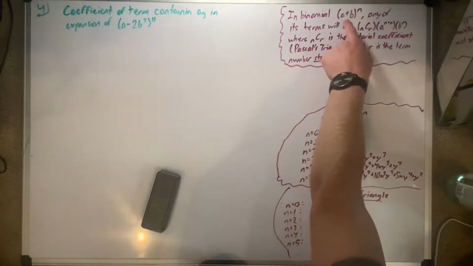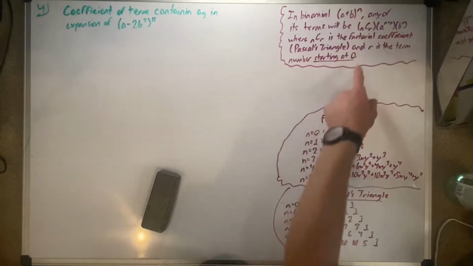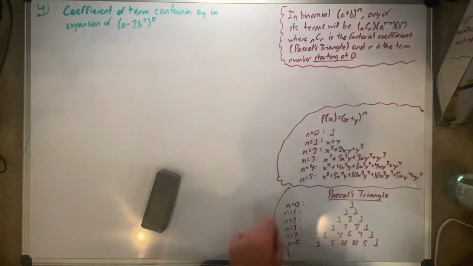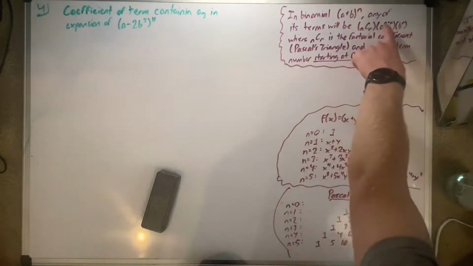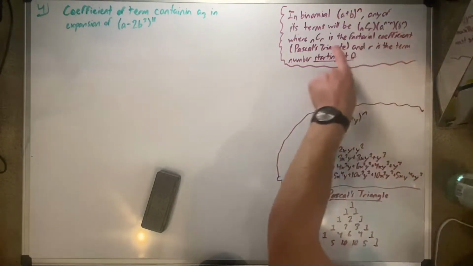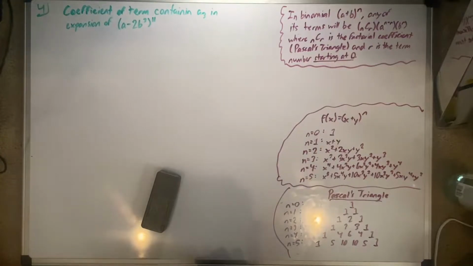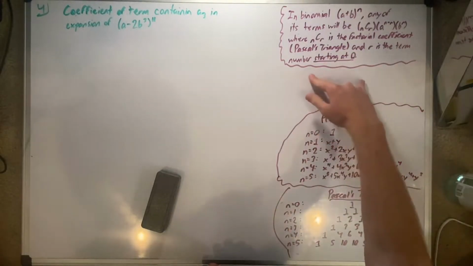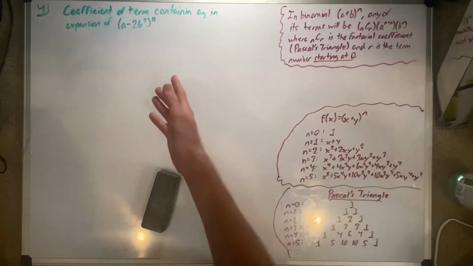In binomial (a plus b) to the n, any of its terms will be nCr times a^(n minus r) times b^r, where nCr is the factorial coefficient coming from Pascal's triangle, and r is the term number starting at 0. So that probably made absolutely zero sense. And that's perfectly okay, because all of this will start to make sense as we go through this problem 4 here.